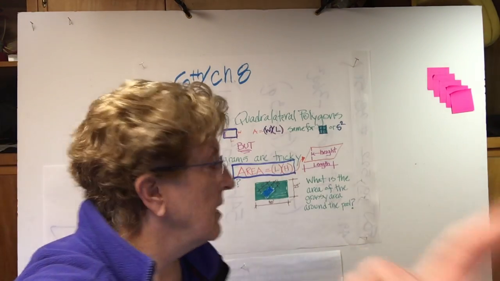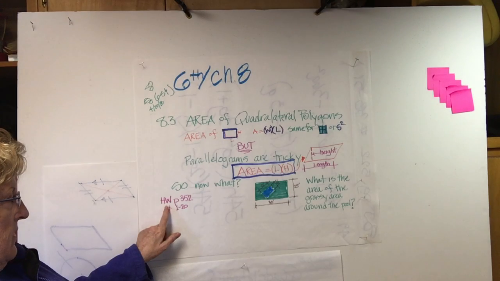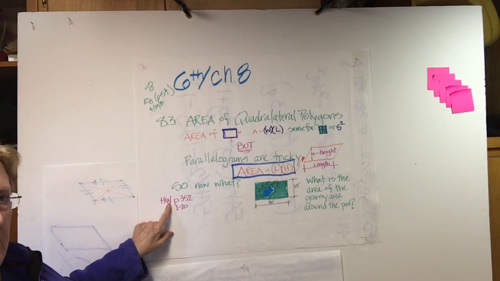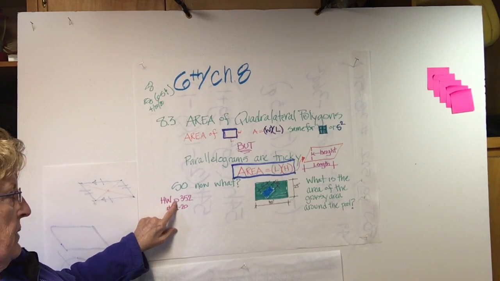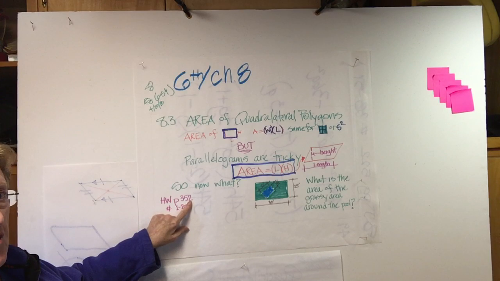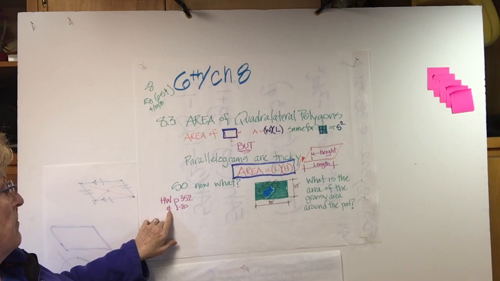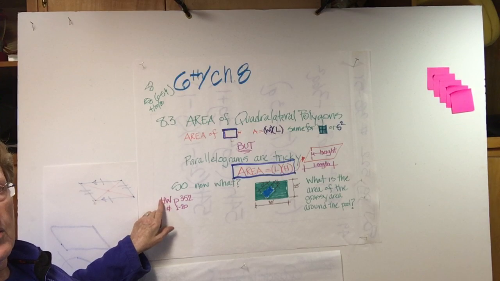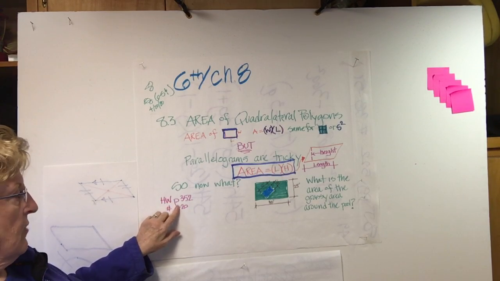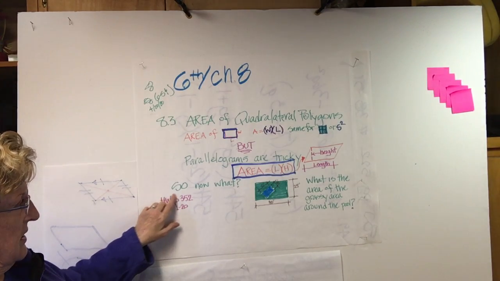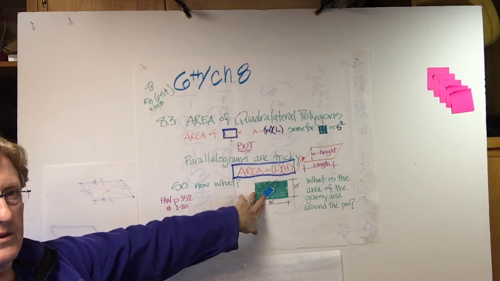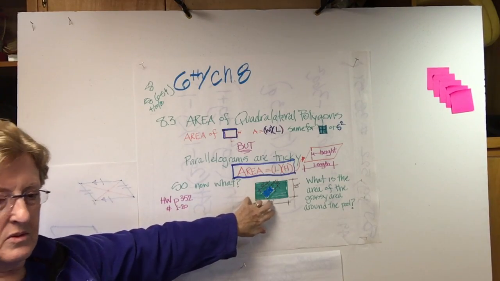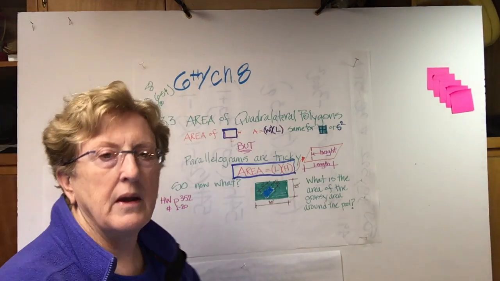I'm not sure. But in any case, one thing I do want you to see is this little HW over here: HW, page 352, numbers 1 through 20. HW means homework. Therefore, I want you to do all of those. But first, I want you to tell me how to do this, because I'm a little confused. All right? Help me out here, folks.